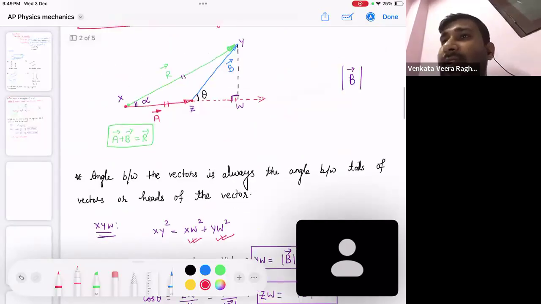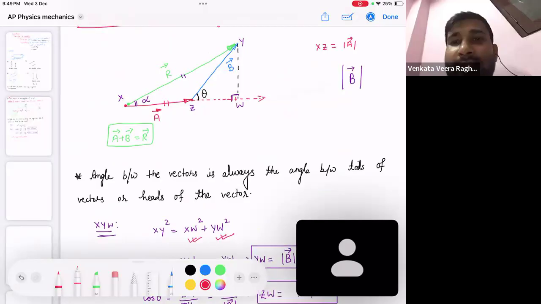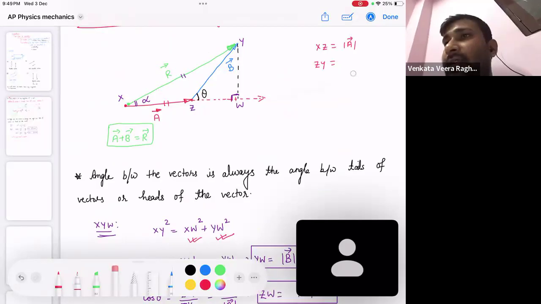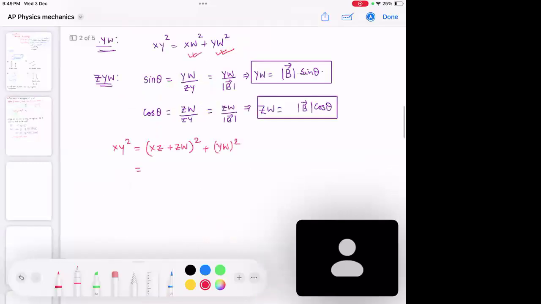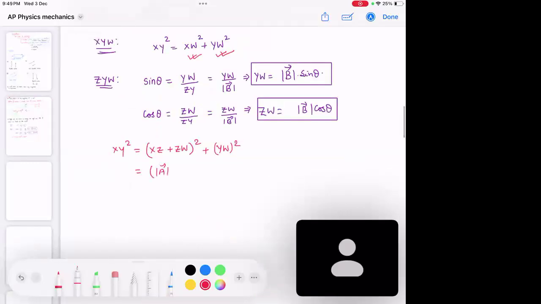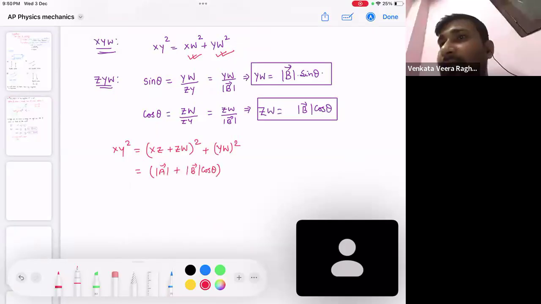XZ is the magnitude of vector A. ZY is the magnitude of vector B. So let's put it. XZ means magnitude of vector A, plus ZW is magnitude of B cos theta, squared, plus YW is magnitude of B sin theta, squared. Is it A plus B whole squared written?